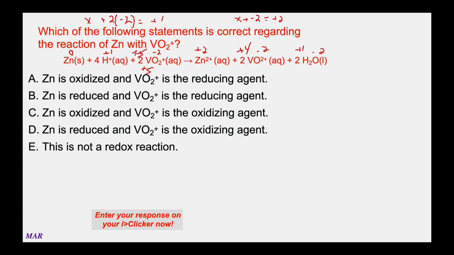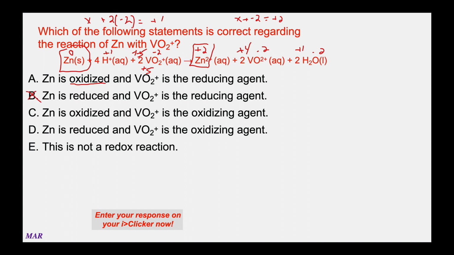Now, using these oxidation numbers, you can see something interesting. Zinc has changed its oxidation number. It went from 0 to +2, all right? And the only way it can go from 0 to +2 is if it lost electrons. So the zinc here has been oxidized. Zinc has lost electrons, goes from 0 to +2. It's also become more positive. But zinc is the part here that's being oxidized.